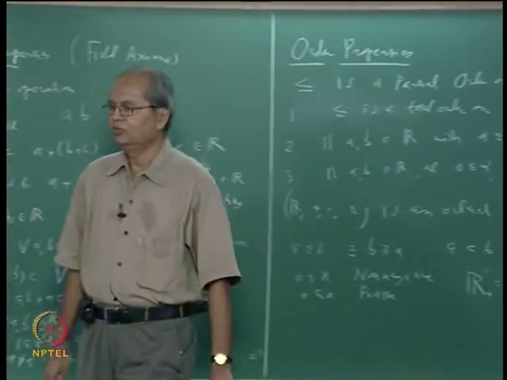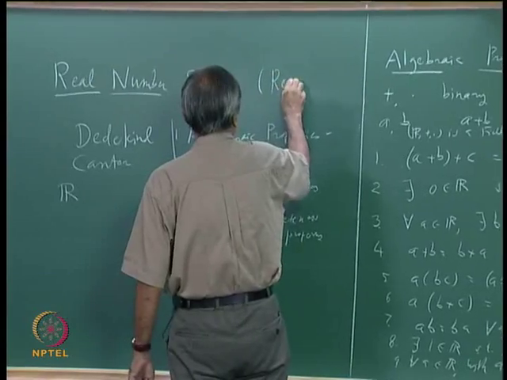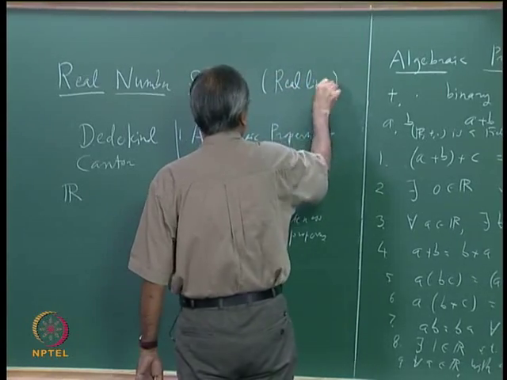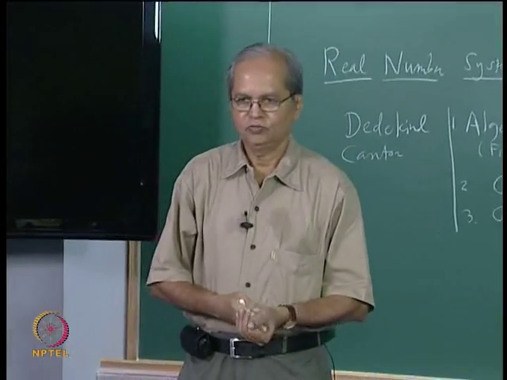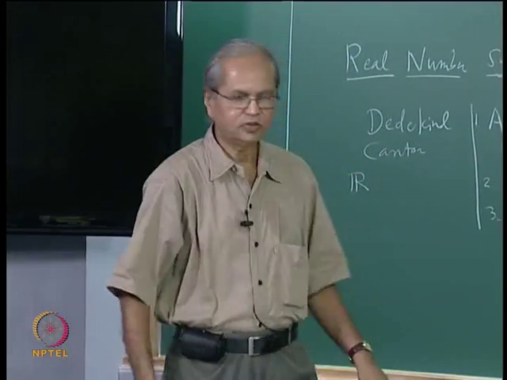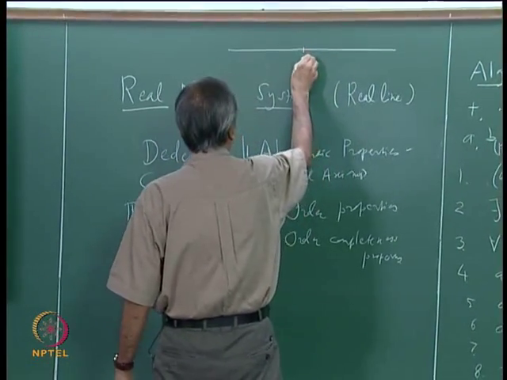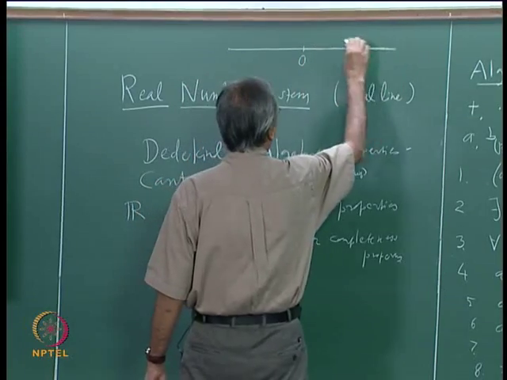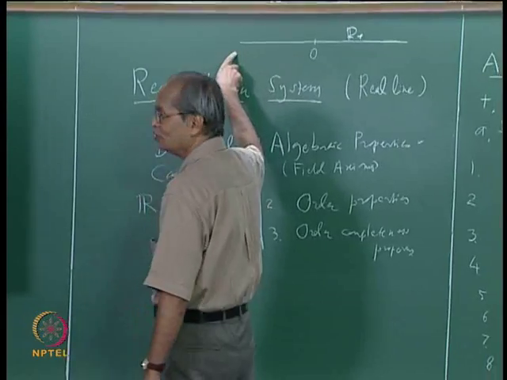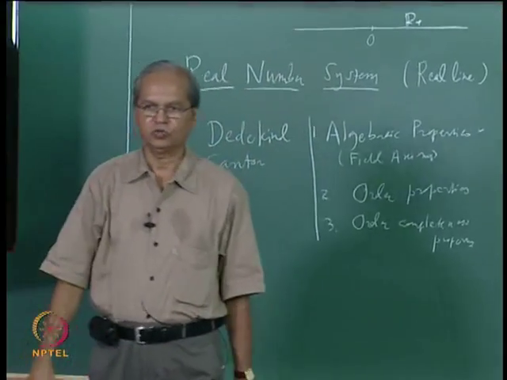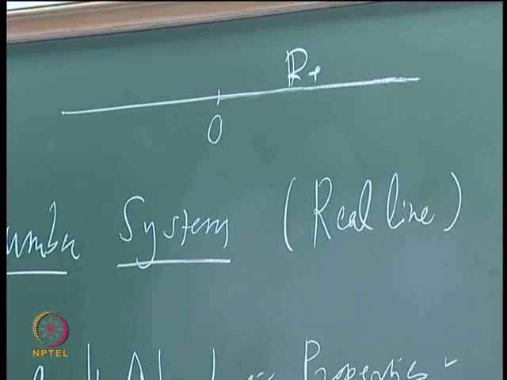By the way, this real number system is also called the real line, the reason being that you can identify each real number with a point on a straight line. Usually we look at this as a real line, and suppose you take this number as 0, then this part is R plus. And similarly this part will be denoted by R minus, the set of all non-positive real numbers.